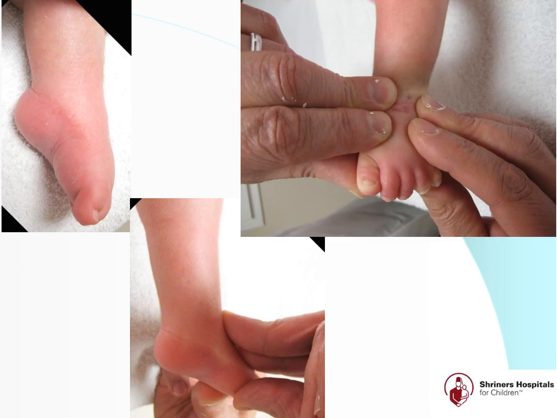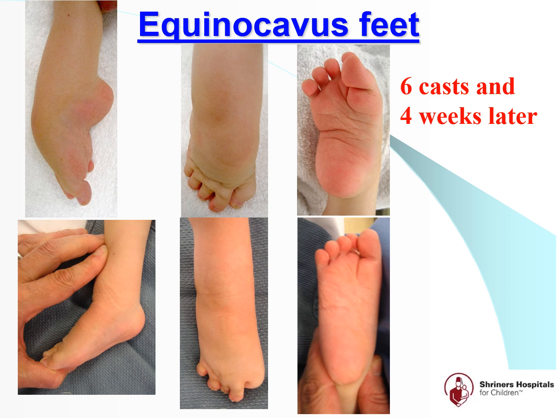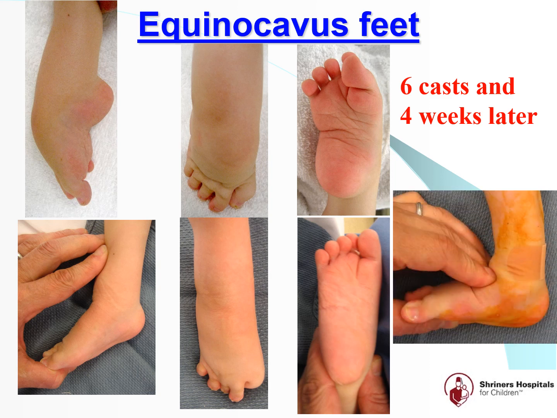The casting technique is different from that used in the Ponseti method. In fact, if the Ponseti method is used, it will result in an overcorrection deformity, so it is important to recognize these feet early on. Here's an example of an equinocavus foot. After 6 casts, the foot was fairly nicely corrected. The Achilles tenotomy allowed the foot to be flat to the floor.